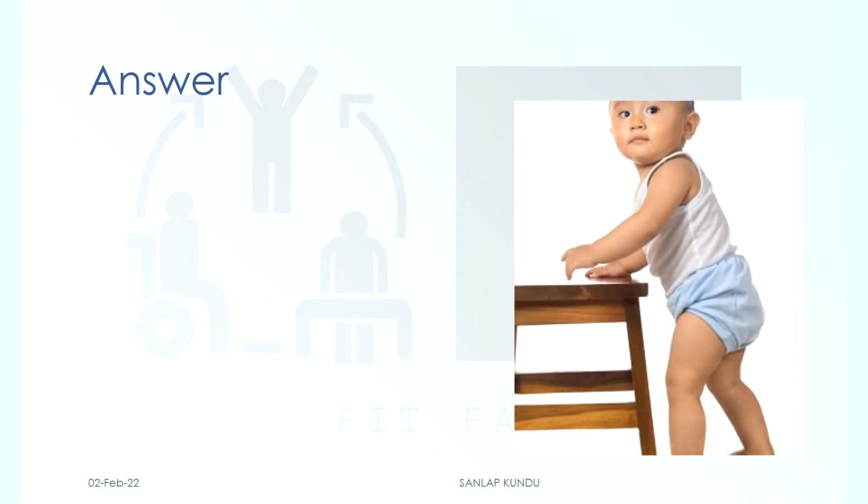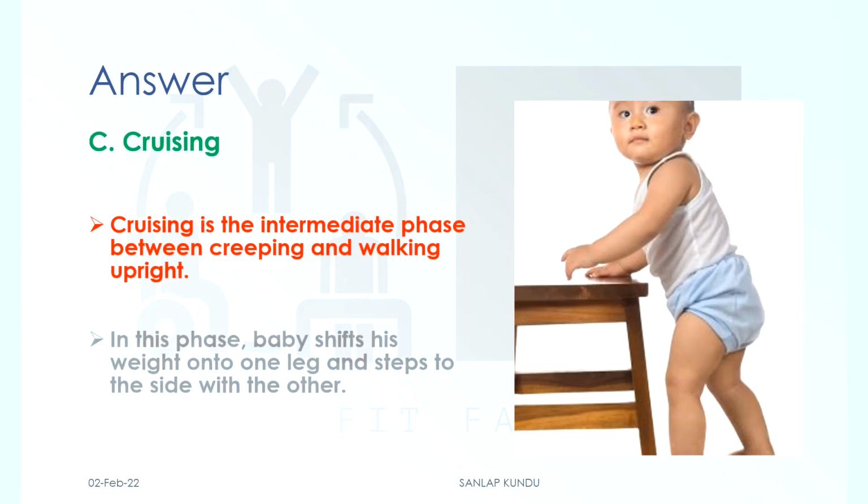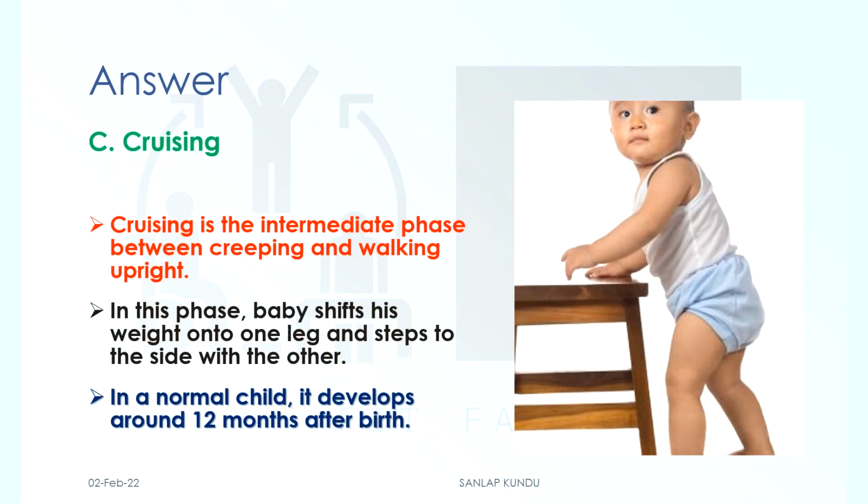Now this is a picture that can give you an idea about the scenery. So the correct answer is option C, that is cruising. Cruising is the intermediate phase between creeping and walking upright. In this phase, the baby shifts his weight onto one leg and steps to the side with the other. In a normal child, it develops around 12 months after birth.